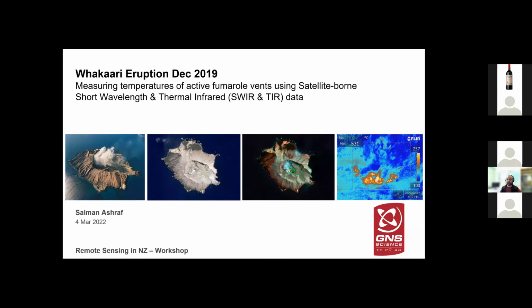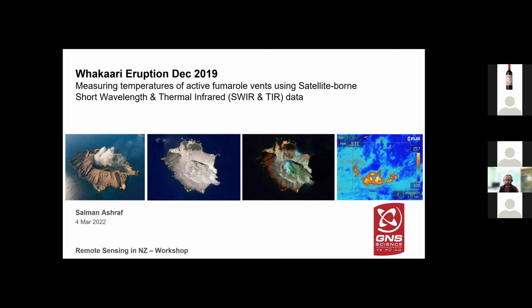So yeah, the project is about measuring some of the active fumarolic vents. Those are active since the eruption in December 2019, and the temperature has been enormously high, beyond the threshold of thermal infrared.